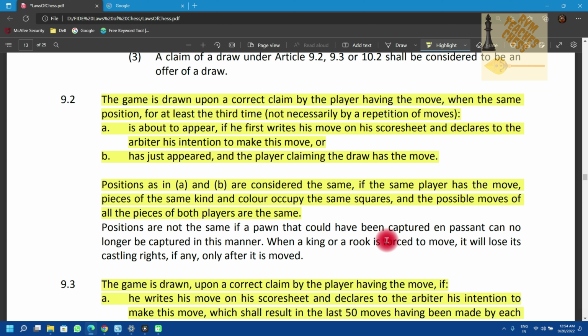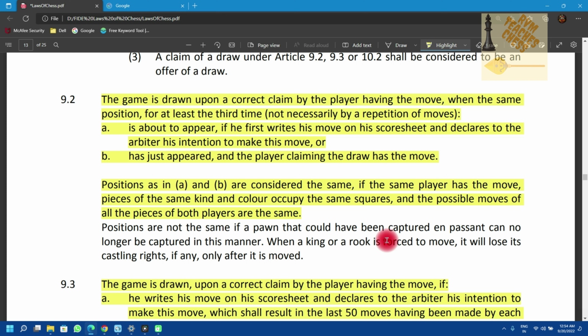Here, the game is drawn upon a correct claim by the player having the move when the same position, for at least the third time, not necessarily by repetition of moves, is about to appear, if he first writes his move on his score sheet and declares to the arbiter his intention to make this move, or has just appeared and the player claiming the draw has the move.